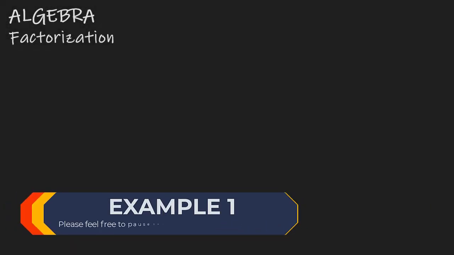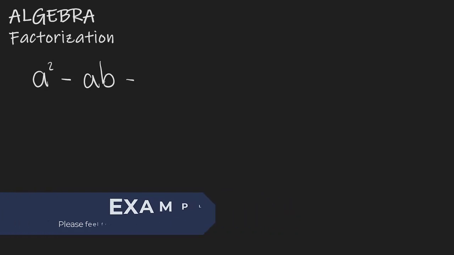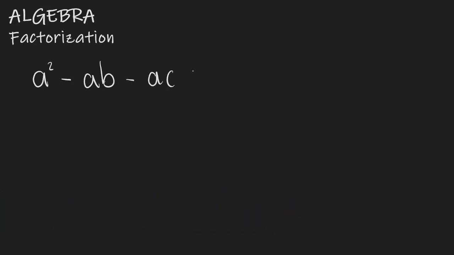In this example, we will be factorizing a squared minus ab minus ac plus bc. Factorization is the process of writing terms as the product of their factors. This is done by finding the highest common factor amongst the terms. In this example, we will be factorizing the first pair and the second pair separately.